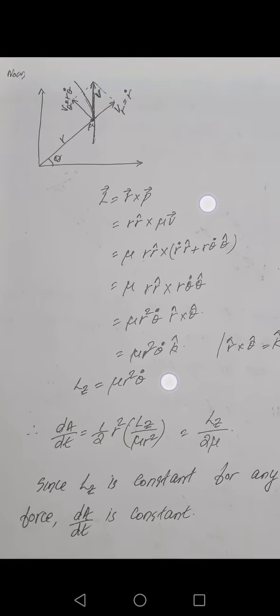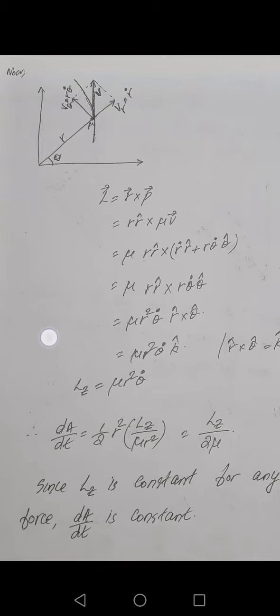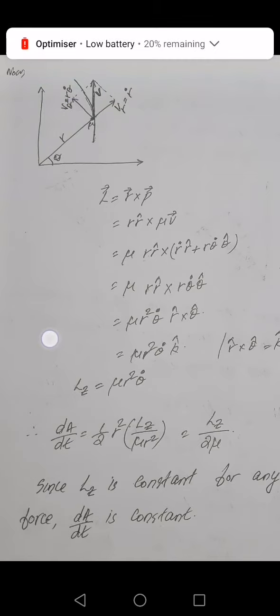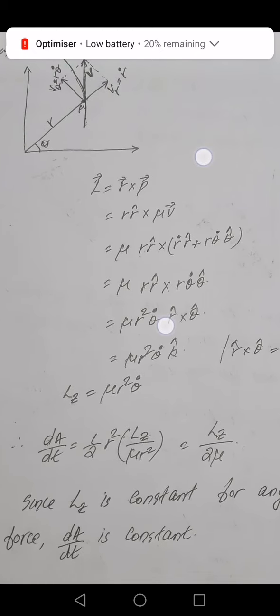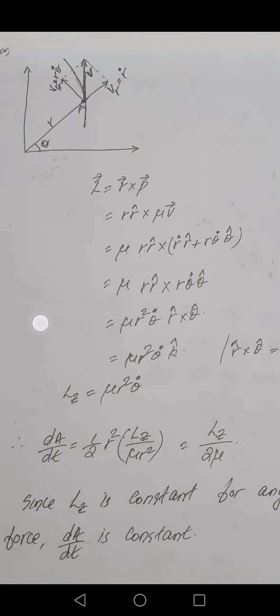Now let us understand the velocity. In polar coordinates, the radial component of velocity is r dot, and the tangential component is r theta dot, and together they give the actual velocity. So the angular momentum L is equal to r cross p, that is r r cap cross mu times v, where we have the radial and tangential components, r dot and r theta dot.